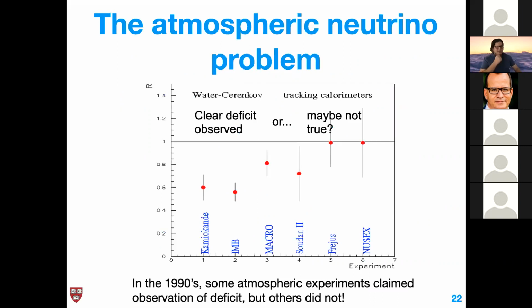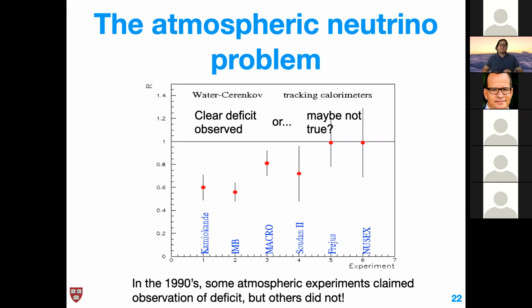First, I want to remind people about the atmospheric neutrino problem in the 90s. In the 90s, experiments looked for mu neutrinos, so these are disappearance experiments. They were trying to count how many mu neutrinos you should have. Here in the horizontal axis you have different experiments, and in the vertical axis, 1 means I see the number of mu neutrinos I expect. You see that there are 3, maybe 4, if you count Soudan, that see fewer mu neutrinos than what you should expect, while there are 2 experiments that do not. So this was quite a confusing situation.